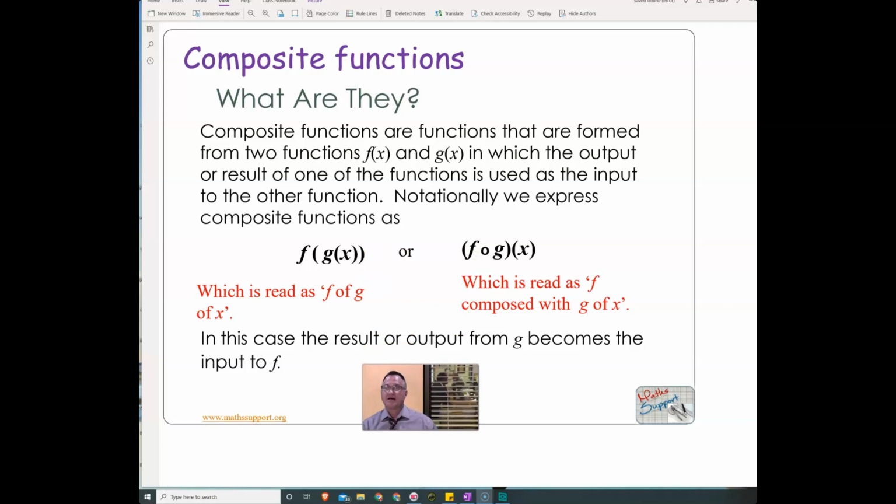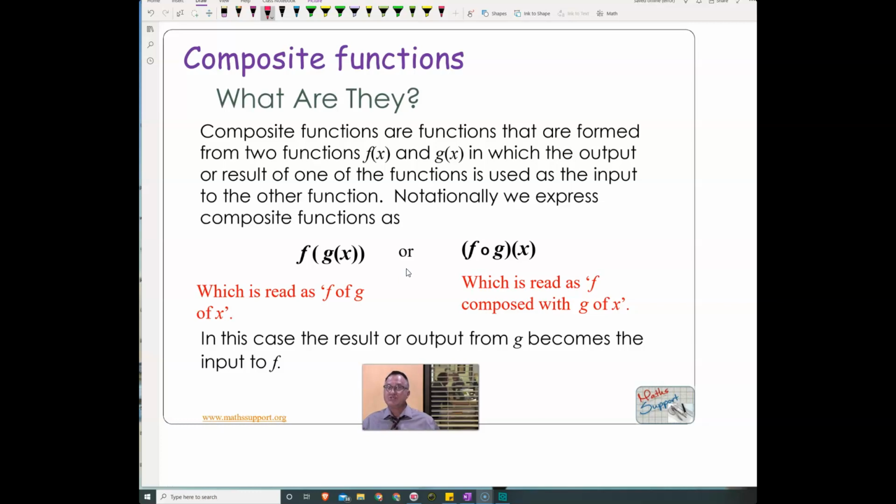All right, composite functions are functions that are formed from two functions in which the output of one, or the result, is used as the input of the other. So a number goes into the function, comes out, then that number becomes the input of the second function. That's how you do composite functions.